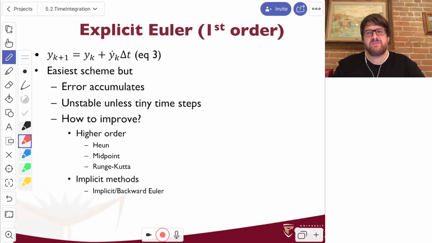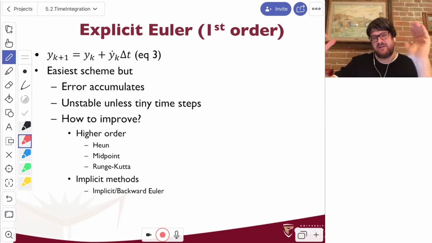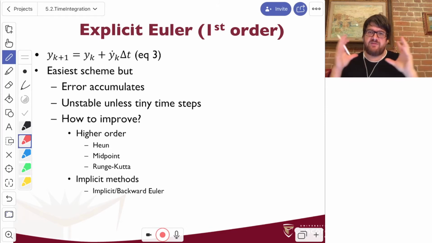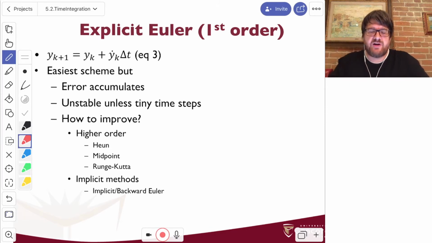That being said, there are many uses for the explicit Euler. It's still used in practice in many places where it works fine. But if we want to improve, we have two orthogonal directions. One is we can improve the order. So instead of cutting after the first derivative, we cut later. And this is going to provide a better approximation for our function.